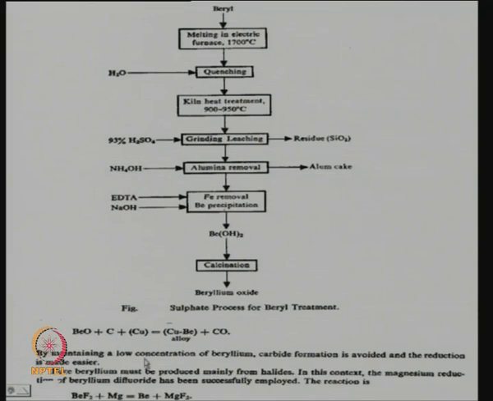So, now by maintaining a low concentration of beryllium, carbide formation is avoided and the reaction is made easier. Now, we have to ensure that the beryllium concentration in the alloy is not high. Then again you get into the question of forming beryllium carbide. But it is a beautiful example of manipulating a reaction to get the product you want and avoid getting a product you do not want.